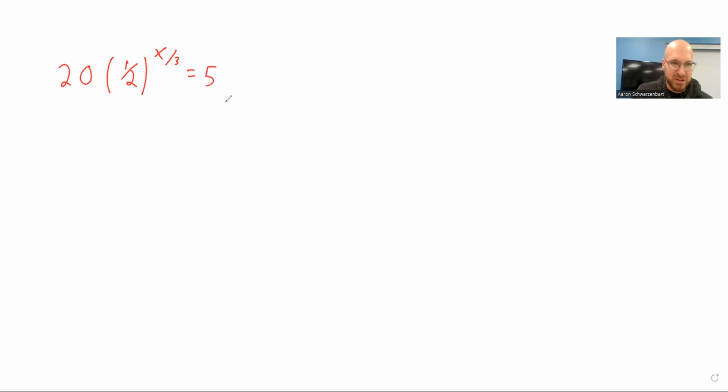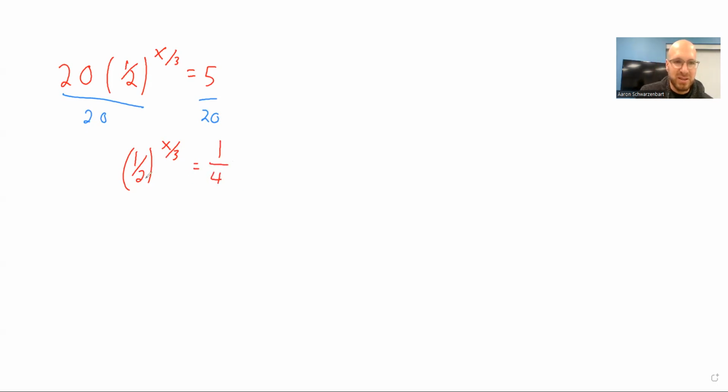So the first thing I want to do is isolate my exponential. That means I'll divide both sides by 20, giving me 1/2 to the x over 3 equals 5 over 20, which is 1/4.